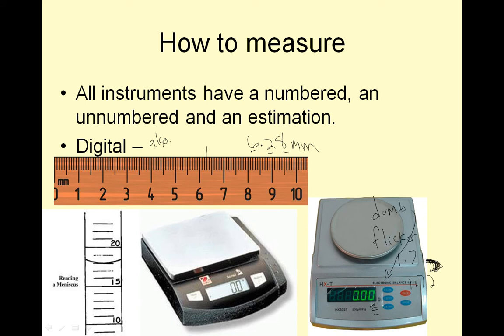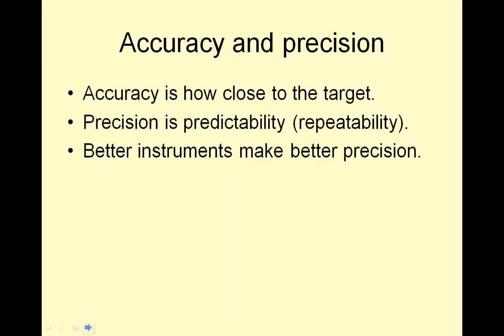So this one has a numbered part, 15, right? It's between 15 and 20. An unnumbered part would tell me this is 16, 17, 18. So my unnumbered part says it's 16. Is it right smack dab on 16? Yes, it is. My estimation is this. And graduated cylinders typically are in milliliters.